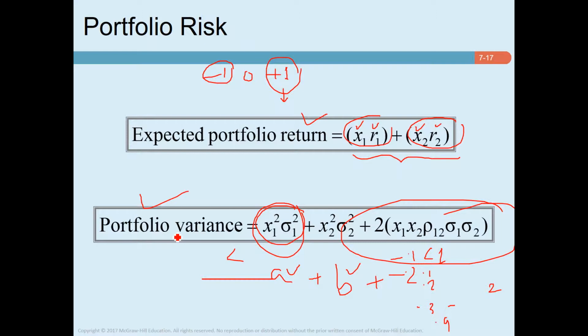So if you have two stocks, stock A and stock B, and you combine them in a portfolio, then your portfolio risk is less than the combined risk of stock A and stock B. That's the main idea of diversification.